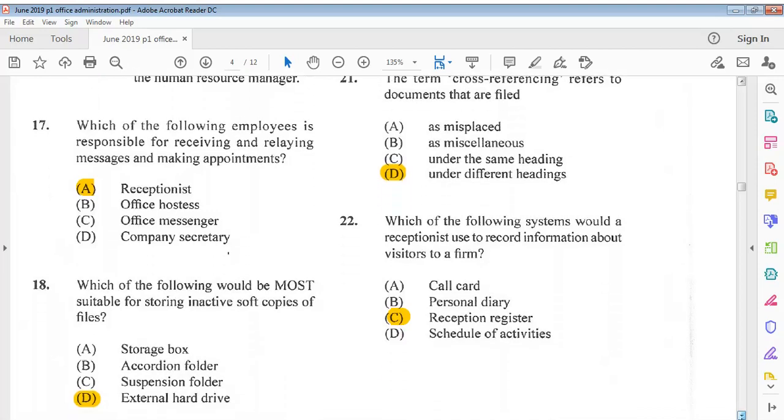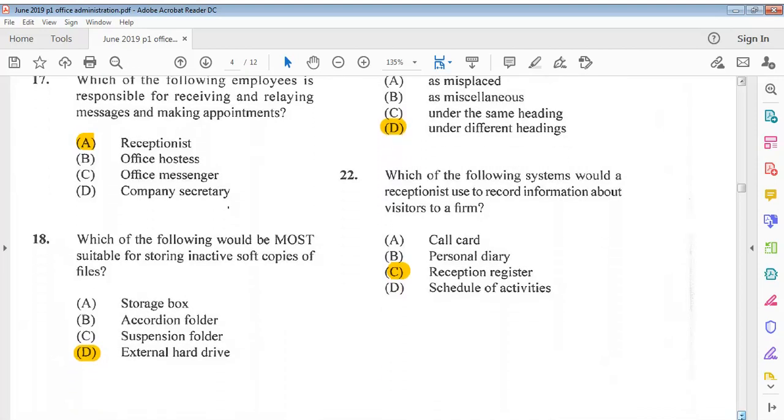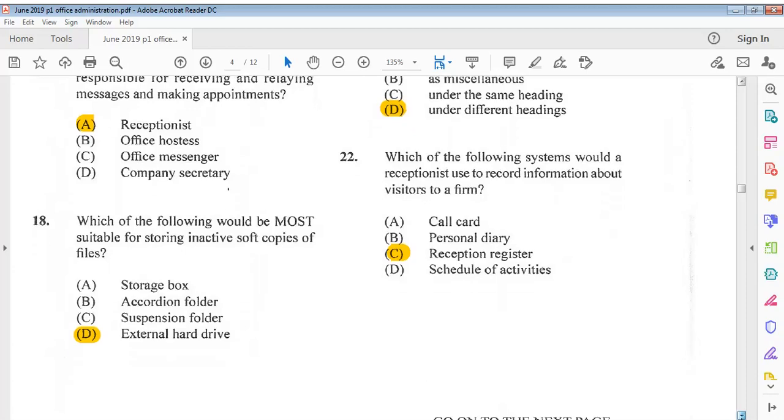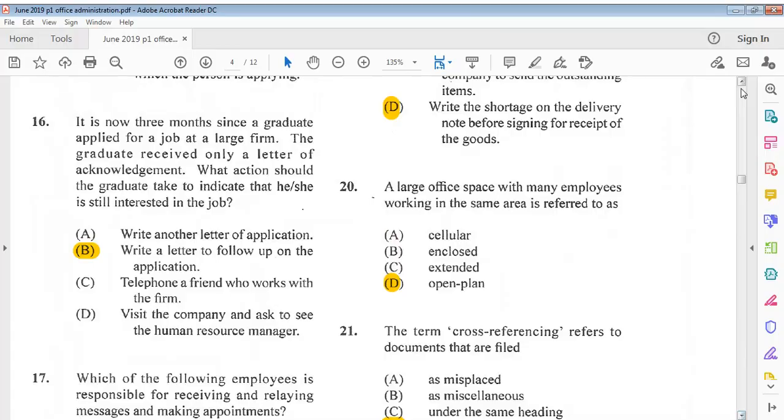Let's move on to question number 18. Which of the following would be most suitable for storing inactive soft copies of files? A, storage box. B, accordion folder. C, suspension folder. Or D, external hard drive. It is quite obvious that inactive files go in the external hard drive so that possibly later, if there is a need for it, you can retrieve it.